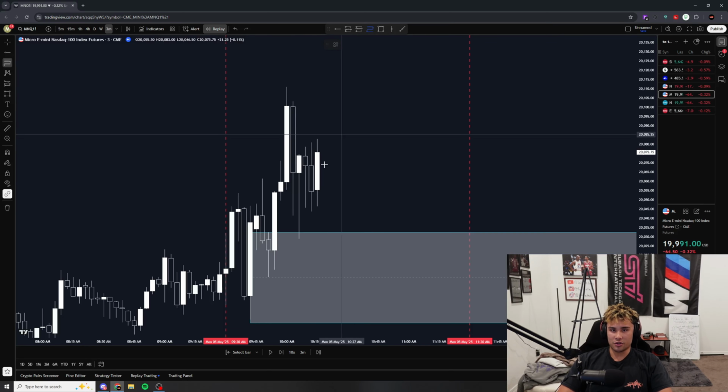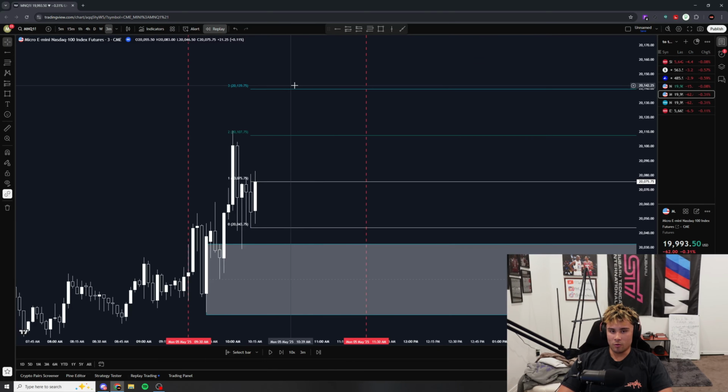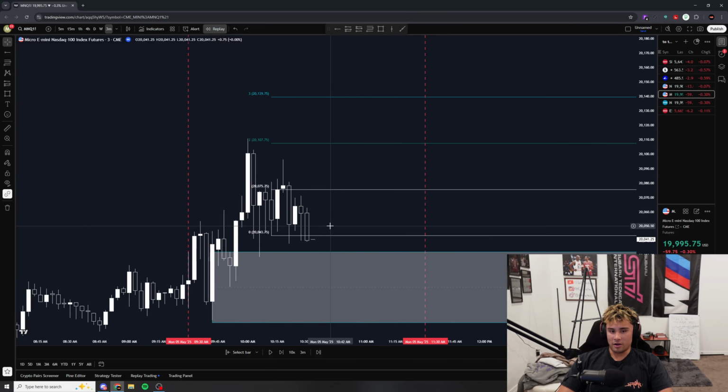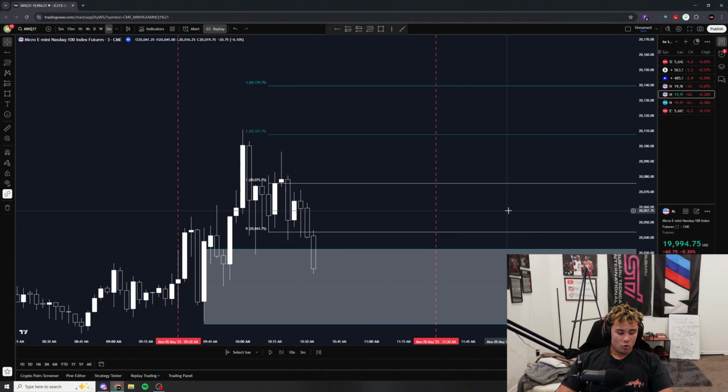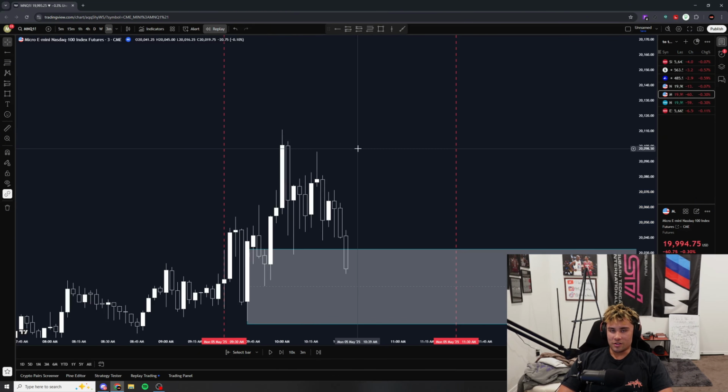I actually took my second entry right here, with my entry right here and my stop loss at this previous low. I always target a 1-to-1 and a 2-to-1 for my take profit levels. This trade ended up getting stopped out instantly, unfortunately. Which ties in to my next subject, which is getting stopped out on good trades.